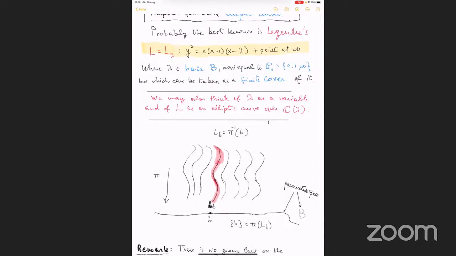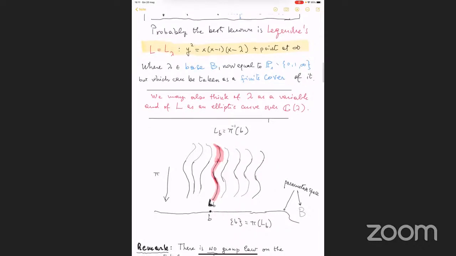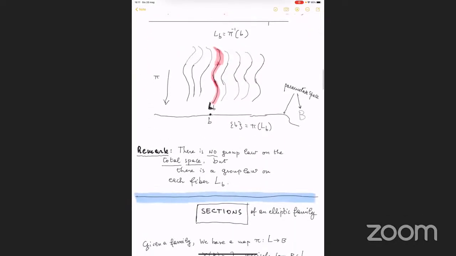rational functions with complex coefficients. So one may also view the family as a single elliptic curve, however, where the coefficients now are not numbers, but are rational functions. This viewpoint is often useful. So I have pictured this picture.